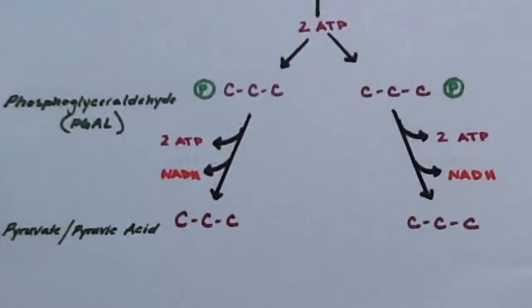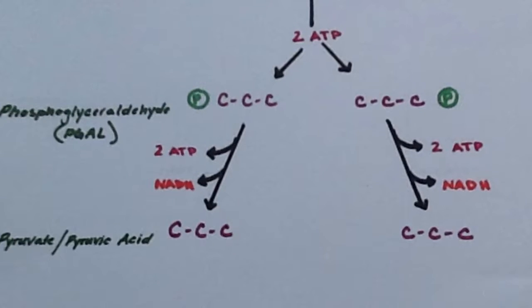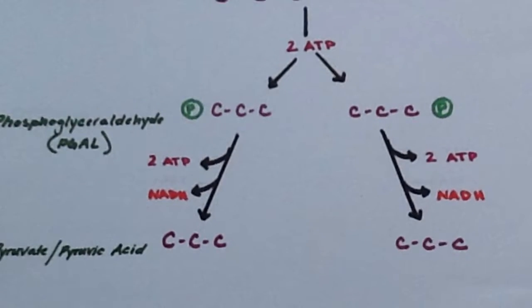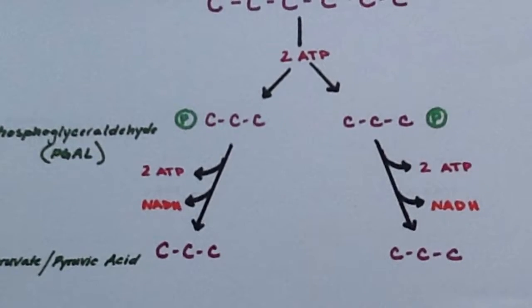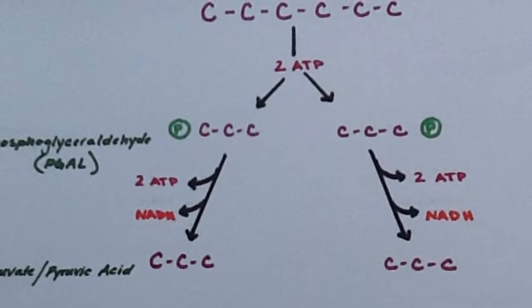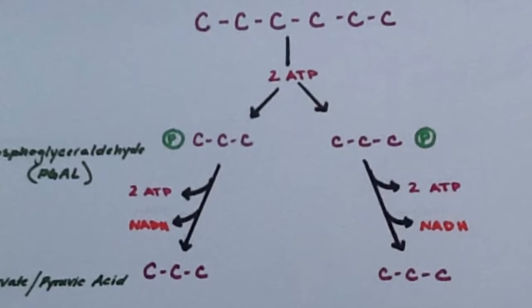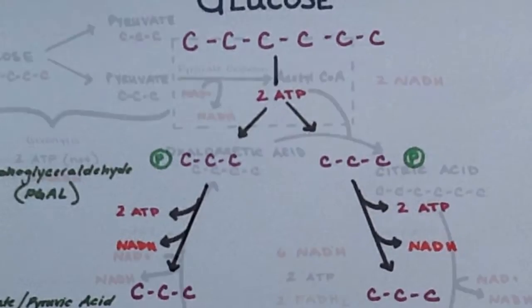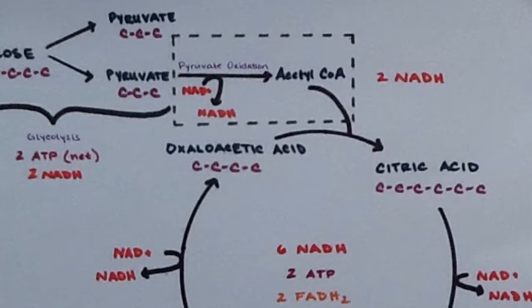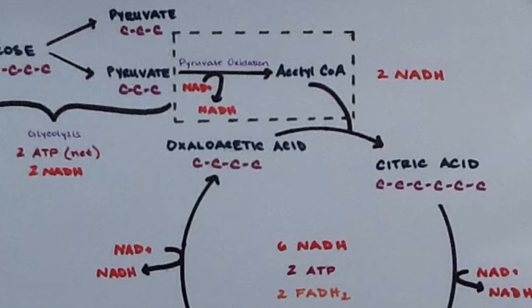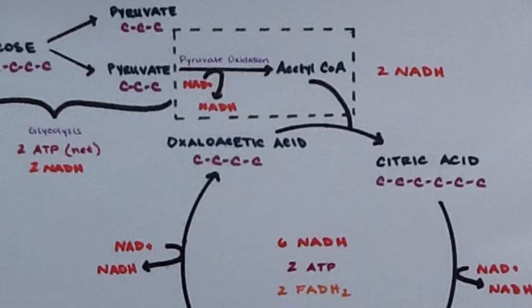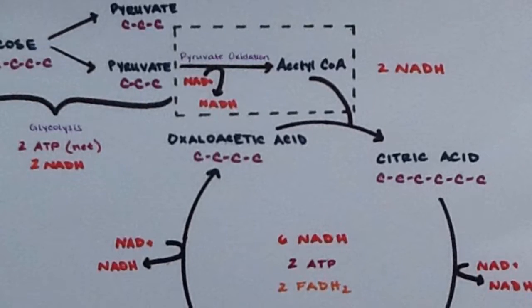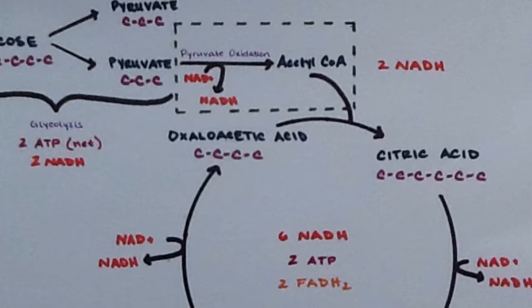Let's step back and review. During glycolysis, one glucose molecule is broken down into 2 pyruvate molecules over a series of different stages. One glucose molecule yields 2 pyruvate molecules. A net of 2 ATP molecules are also created. Moving on, these new pyruvate molecules are then transformed into 2 acetyl-CoA molecules through a process called pyruvate oxidation. This process also produces 2 molecules of NADH.